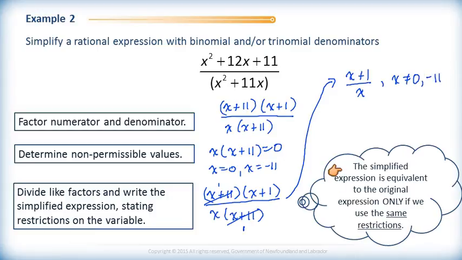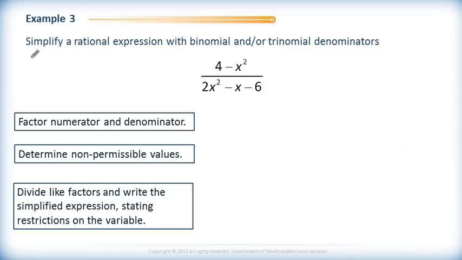Take note of this little thought bubble. The simplified expression is equivalent to the original expression only if we use the same restrictions. So we've simplified, but we still cannot use the 0 or the negative 11. If we couldn't put them in the original expression, we're not allowed to put them in now.